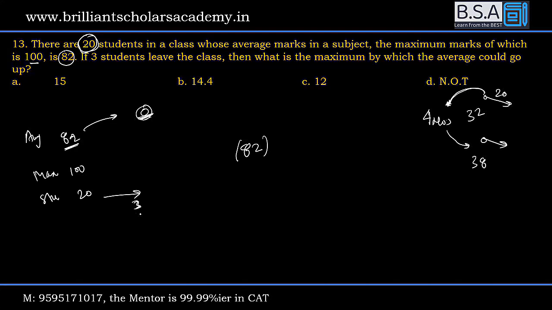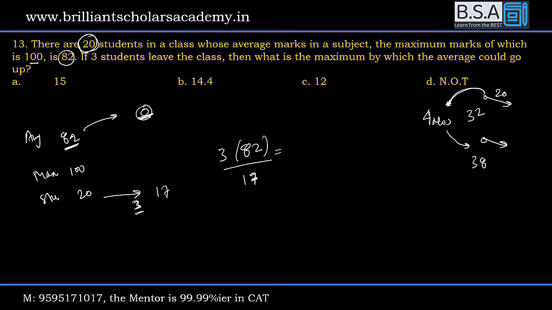How many people are there who are leaving? 3. So they are giving away from their own pocket 3 into 82. And this 3 into 82, I can distribute among the remaining students. Remaining are 17 students. So roughly speaking, this is the maximum gain they can give to others.